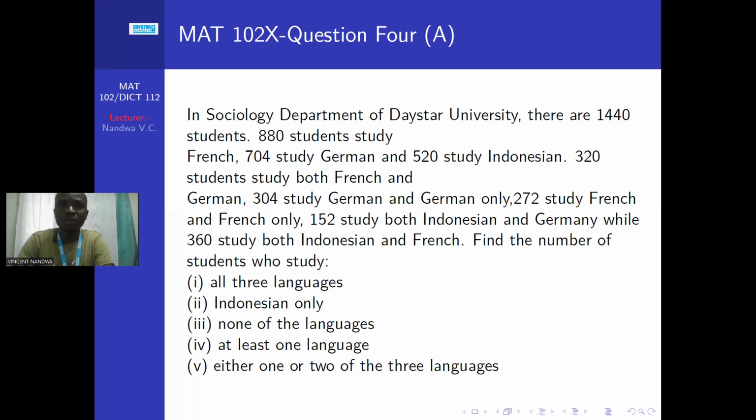Find the number of students who study all three subjects, Indonesian only, none of the languages, at least one language, or either one or two of the three subjects. So this question has three main sets. Let's see how we can solve this.